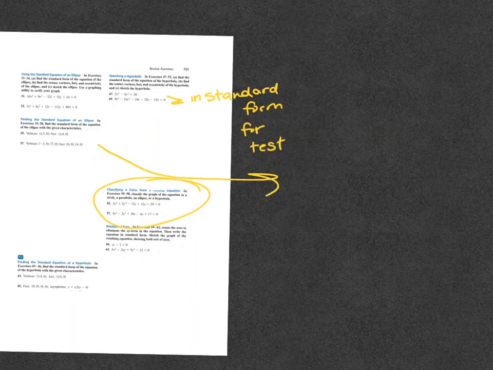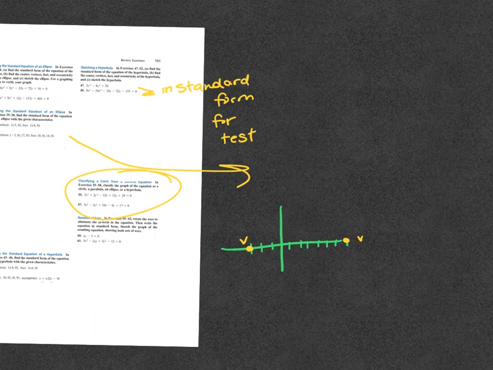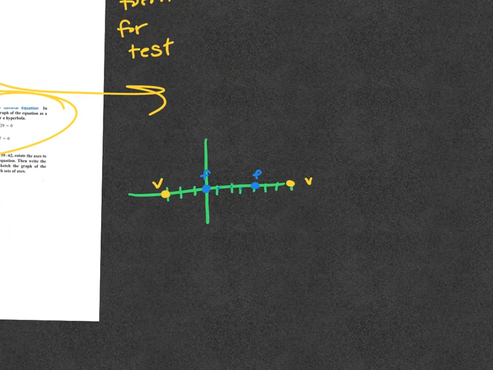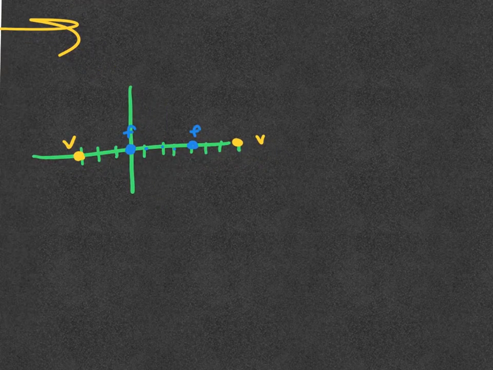Okay, so I'm going to do 37. So the vertices are -3, 0, and 7, 0. And the foci are 0, 0, and 4, 0. 1, 2, 3, 4. Okay, and obviously we know this is an ellipse because it's headed in the directions.